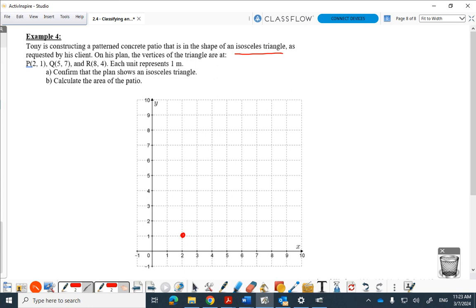Graphing points. 2, 1, 5, 7, and 8, 4. Oh, I was just talking to somebody about this. Be careful to make sure you get this part right. 2, 1, yes. 5, 7, yes. 8, 4, yes. Okay, and I'm going to connect them up.